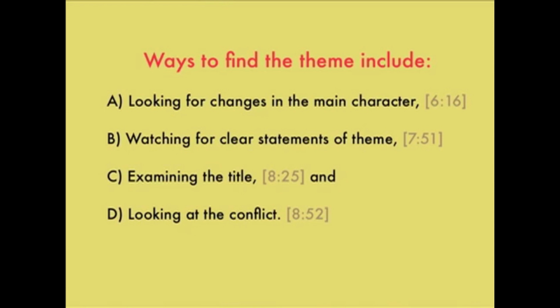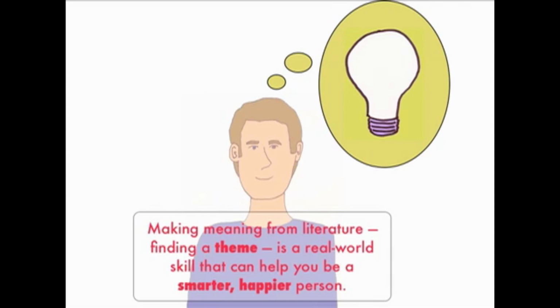Making meaning from literature, finding a theme, is one of the best things you can learn, because it's a real-world skill that will allow you to learn from experiences that someone else has had, that you haven't actually experienced yourself. And in turn, you can apply that wisdom to your own life to be a smarter and happier person. And what is more important than happiness?